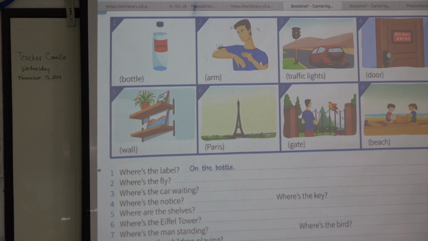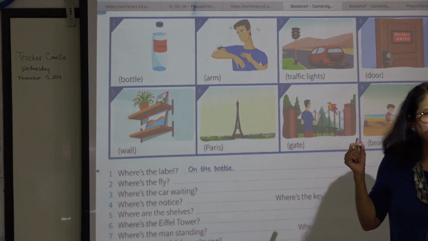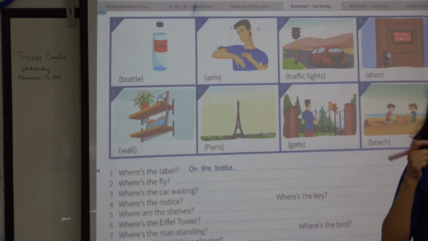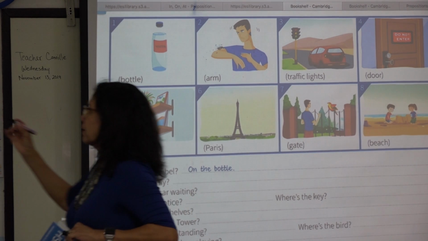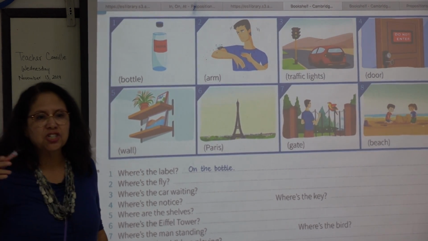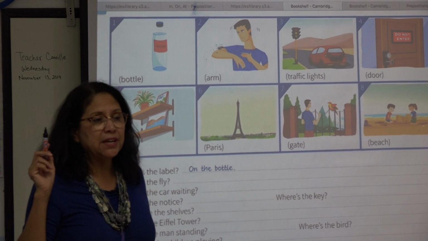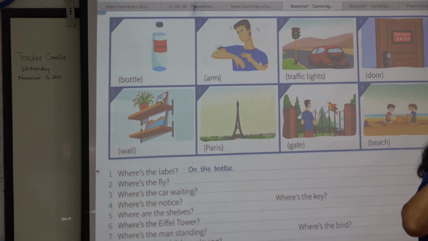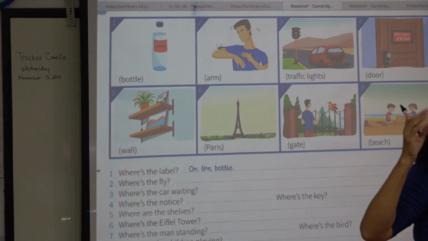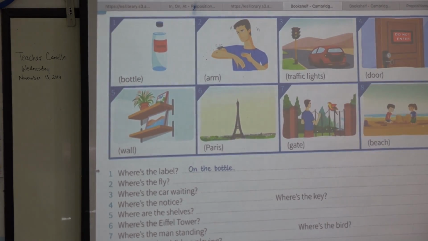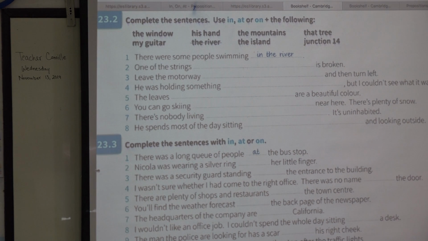On the beach. Oh, how do we say beach? Beach. B-E-A-C-H. Beach. It's not a bitch. So do you hear the difference? Beach. It's a ch. Beach. Yeah, good job, guys. Good job, students. Okay, what about this one?